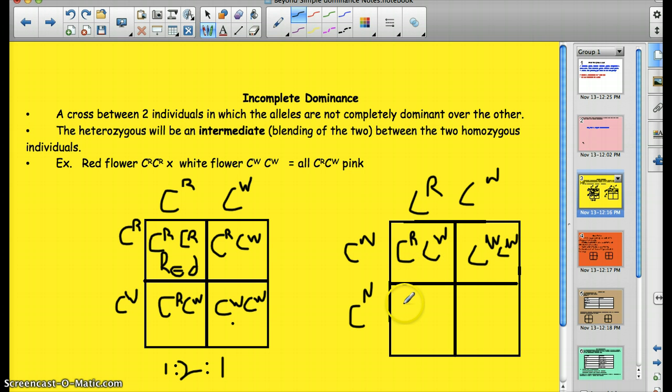I know this is hard. I don't have a mouse. I'm using my finger on this mouse pad. CR CW. Okay, and then this one's going to be CW CW. So when you do this, notice you're going to get a 1-to-1 ratio. I know that it's 2 out of 2, but that would simplify to 1-to-1. Okay? So remember that the reason that this is incomplete is because this is the heterozygous, and now it's a blending of the two individuals. Okay, let's go to our next one.